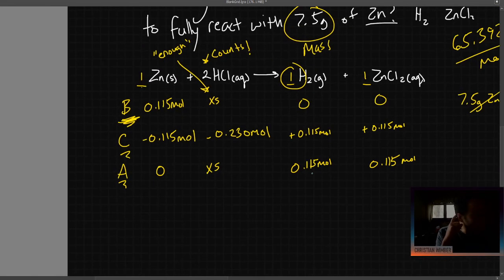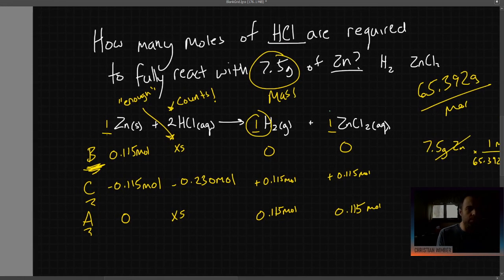This BCA table is now done. It has now been filled out. This is all the information we need. This should give us all the information we could possibly need about our reaction. So let's go back and look at our question and see what our answer will be. How many moles of HCl are required to fully react with 7.5 grams of zinc?